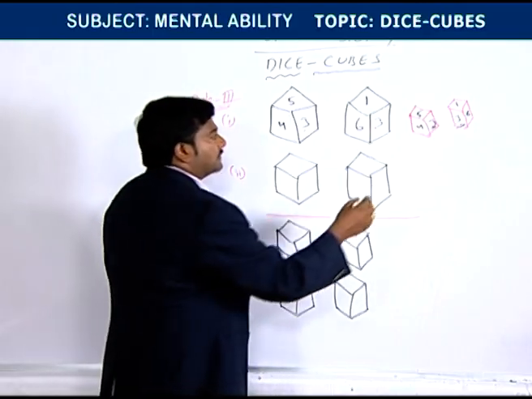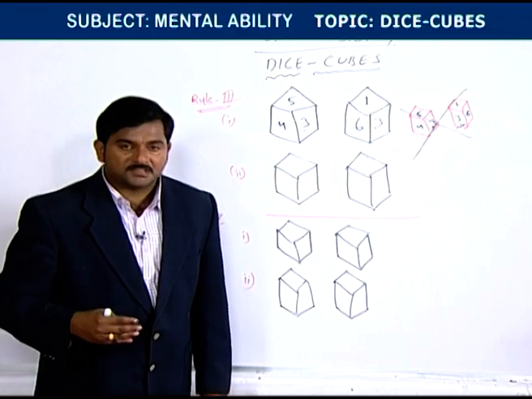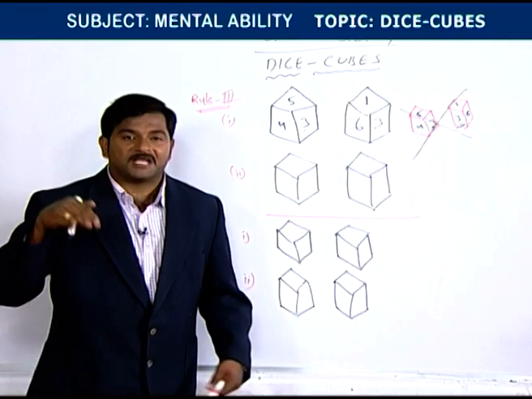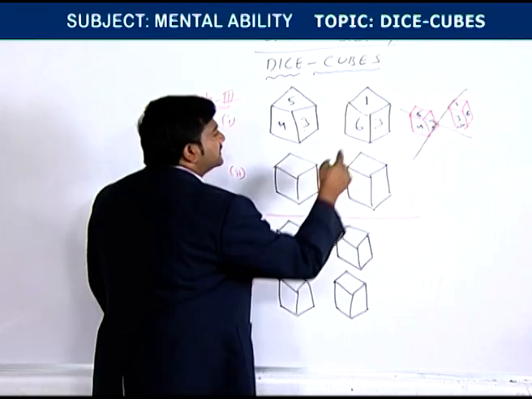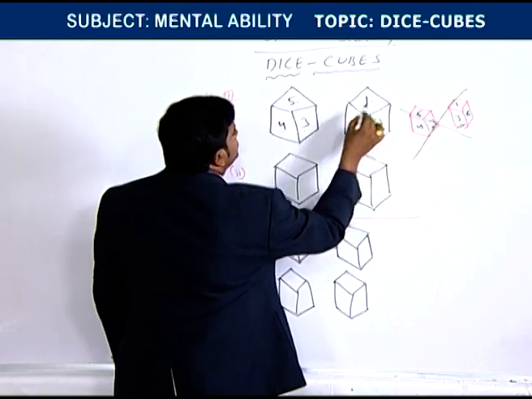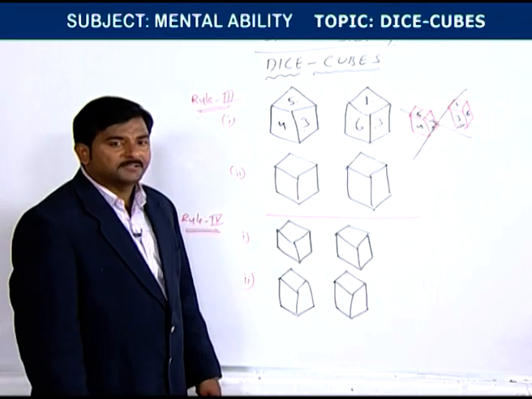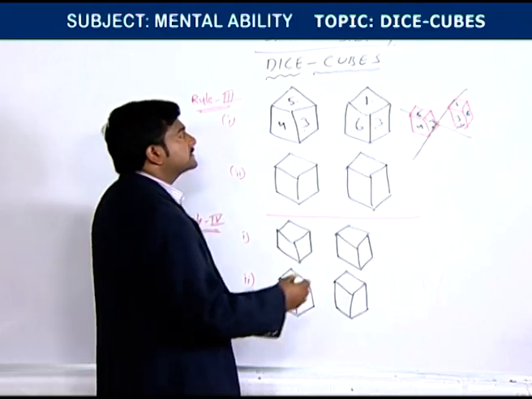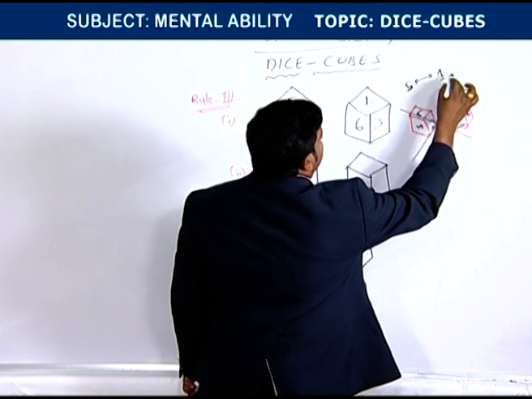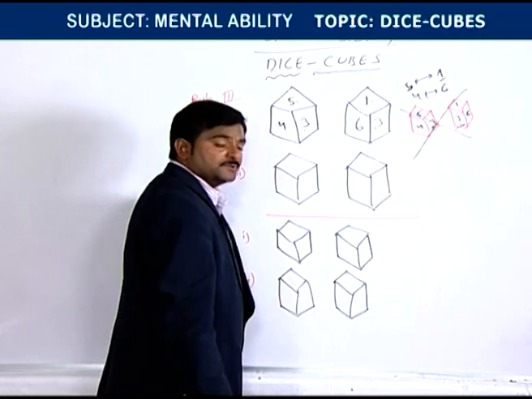That's why I am not talking about this case. I am talking about the case where one number is common, and that common number always occupies the same position or the same surface. So here 3 is there, here 3 is there. If it is the case, then simply we say that 5 is opposite to 1 and 4 is opposite to 6. So 5 is always opposite to 1, whereas 4 is always opposite to 6.